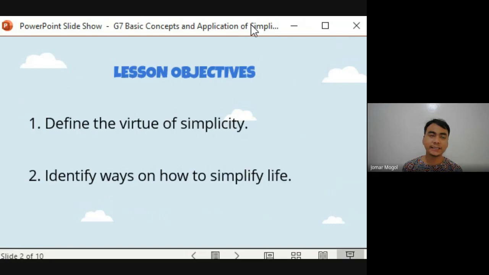To start, they say that simplicity is beauty. Sir, how is simplicity beautiful? Why? It's simple, right? So where is the beauty, sir? They say that simplicity is beauty because later on I will be giving you the answer to that. Okay, so let's dive into our lesson.